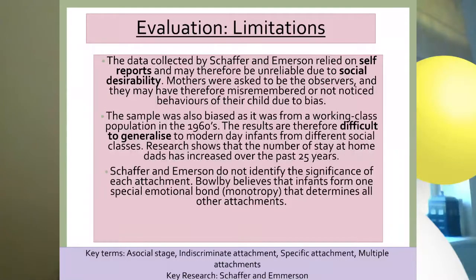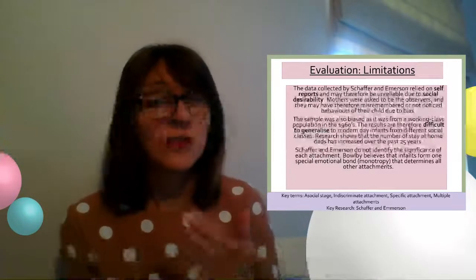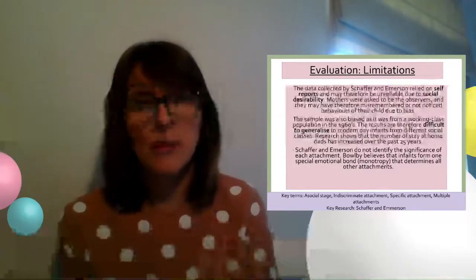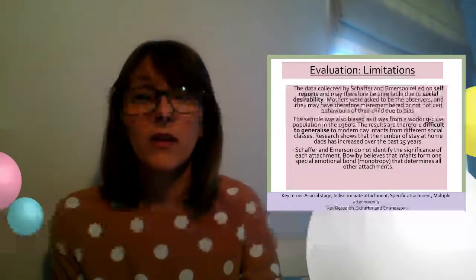Then we have this idea that Schaffer and Emerson don't actually say the significance of each attachment. So when we're talking about the earlier attachments in the second stage and the third stage, when they start to show separation anxiety, are those earlier attachments more important than the secondary attachments? So we're not really aware of that. They don't really go into much specific detail. They just tell us the stages, but they don't tell us which stages are important or why those stages are important also.